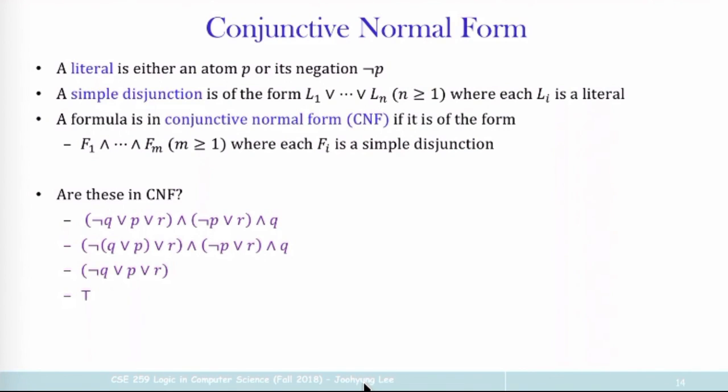Is this? Anyone? No. This is not a CNF. Why? So it's not allowed. Yeah, but why is it not allowed? So when you go into the base case, you have to have a literal, right? A literal is an atom or the negation of an atom. Top is a zero place connective, so it's not a CNF. Okay, very good.